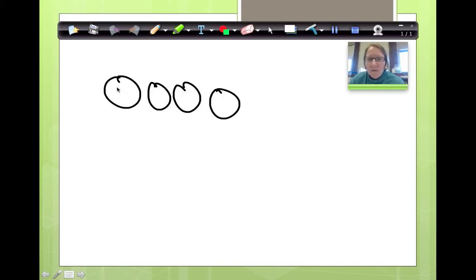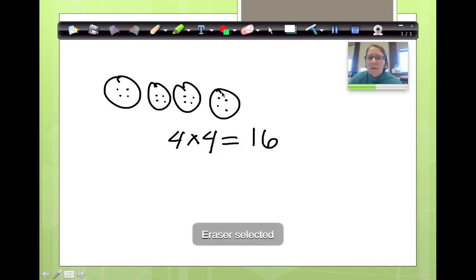Then I want you to draw 4 dots in them. 1, 2, 3, 4. All right, 4 in each one. Please write this as a multiplication sentence. What do I have? I have 4 groups of 4. And what would that be? 4, 8, 12, 16.